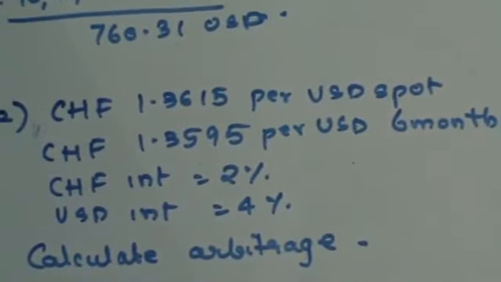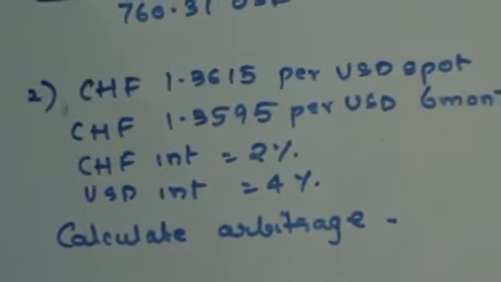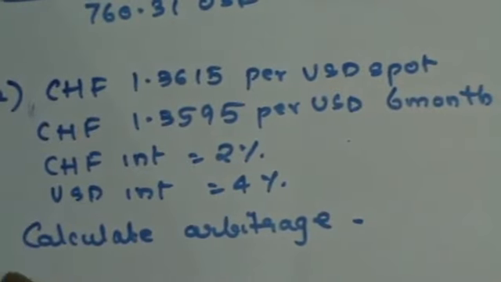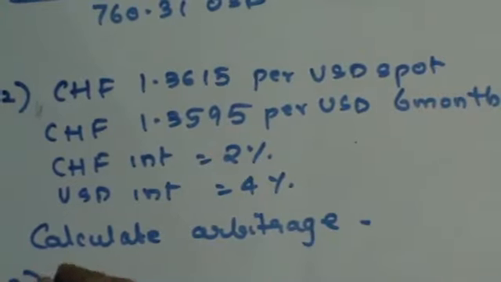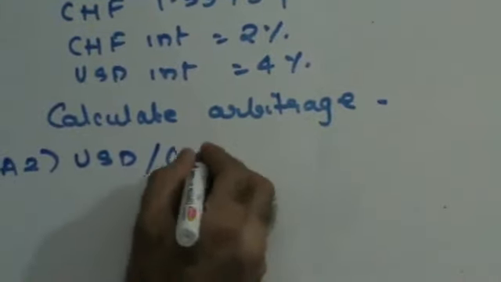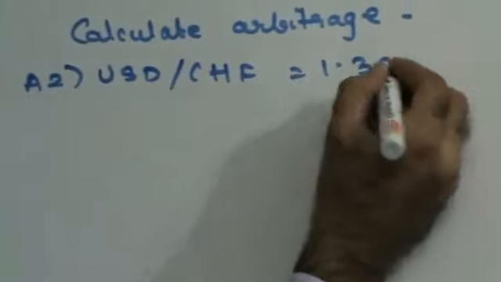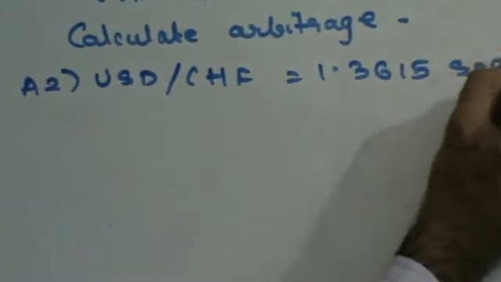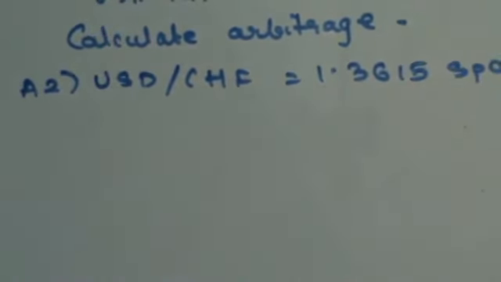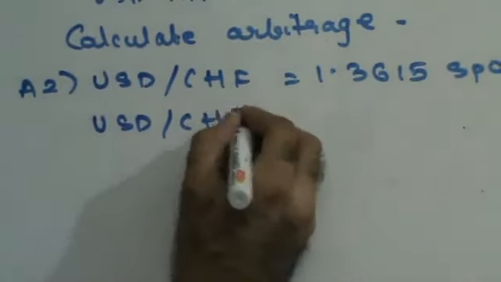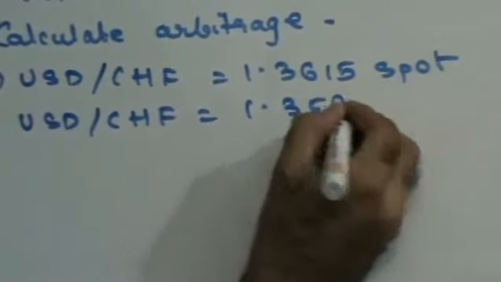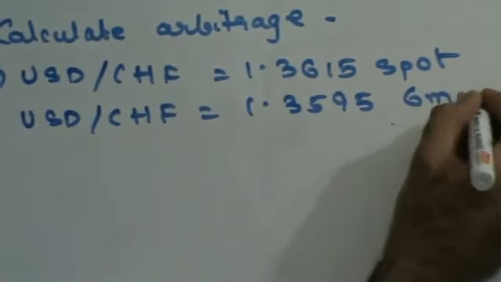Right? Now I need to find out where am I going to invest and where am I going to borrow the money from. First of all, let's write the quotation in the proper order. They've given me that USD CHF is 1.3615 spot. So how did you know that USD is the base currency? Because I'm going to get so many CHF per USD. Per whatever they give you is the base currency. USD CHF is 1.3595 6 months forward. Okay.